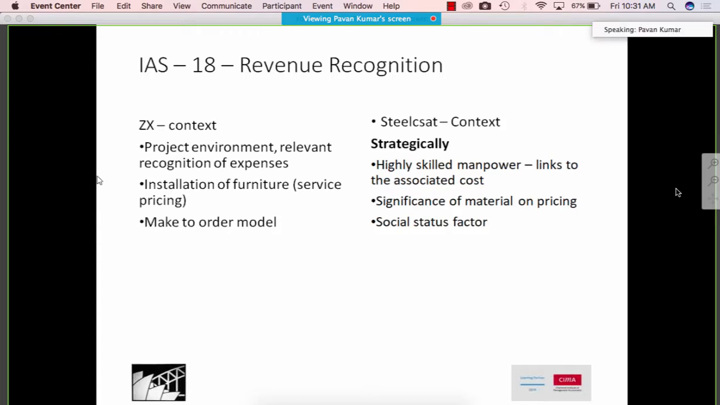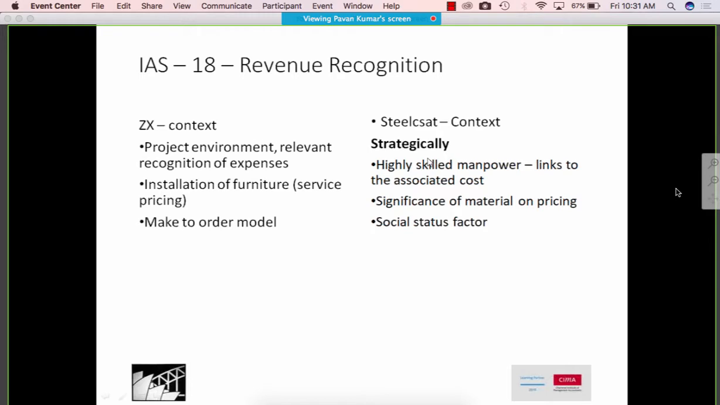And IS 18 not only talks about revenue recognition, it also discusses the associated costs that need to be booked on a relevant basis. Say, for example, if you have completed 50% of a project, you have to identify and record costs which are 50% of the total costs. So that is why we brought in these points where we talk about manpower, the material and pricing. And here we are talking about the project environment and the installation of service, etc.